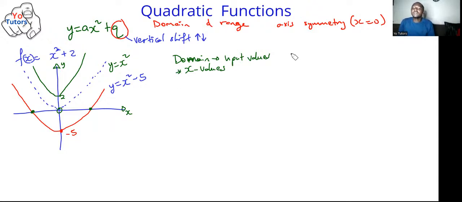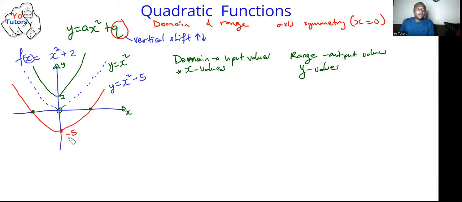What about range? These are output values. So when we're talking of range, we are talking of y values, values occupied by your graph. Y values occupied by the graph. X values occupied by the graph. Let's say, for example, let's take the graph of y equals x squared.